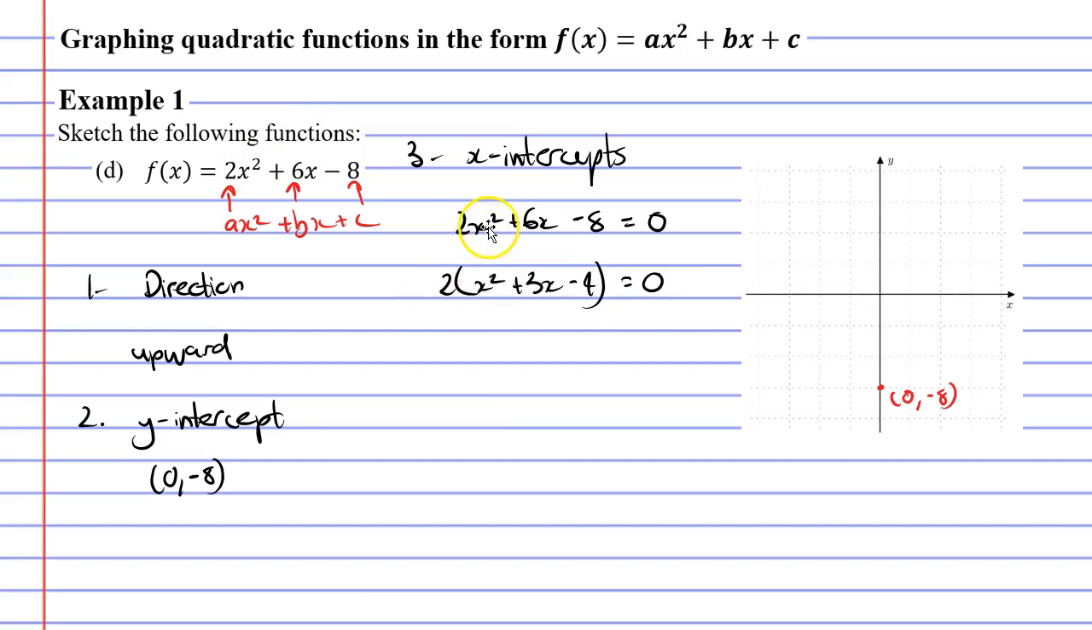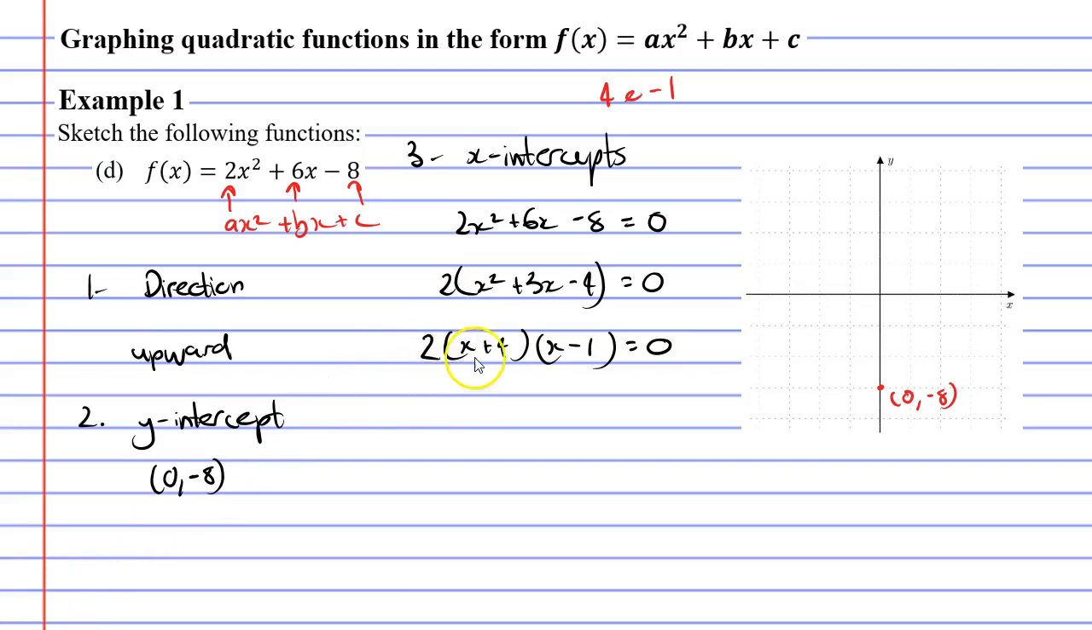2 times x squared is 2x squared, 2 times 3x is 6x, and 2 times minus 4 gives us minus 8. We're looking to factorize what's inside the brackets. We need two numbers that multiply to make -4 and add to make positive 3. And the two numbers I'm thinking of are positive 4 and -1. 4 times -1 is -4. 4 minus 1 gives me positive 3. That means I'm going to get two sets of brackets, one with a positive 4 and one with a -1. This will equal 0, and I need to put a 2 to the left of these brackets.